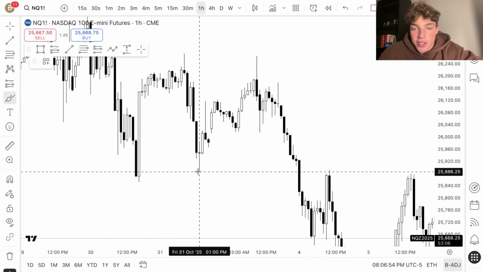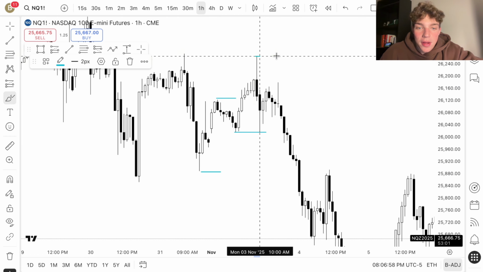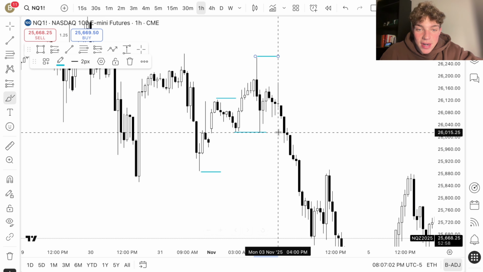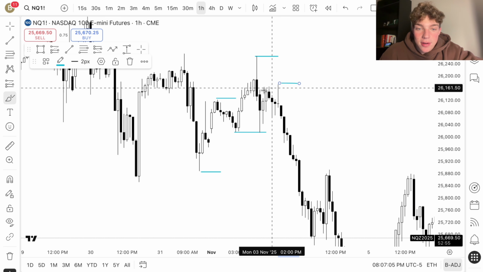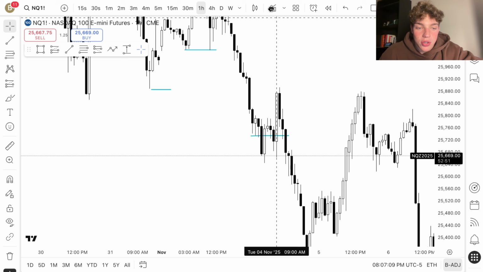Same thing in the opposite direction here. We were in a mini uptrend. High, low, higher low, higher high. And then you start to see us sort of flip directions to the downside. So we had a doji candle, lower high right here, and a lower low right there. We now have flipped bearish order flow.